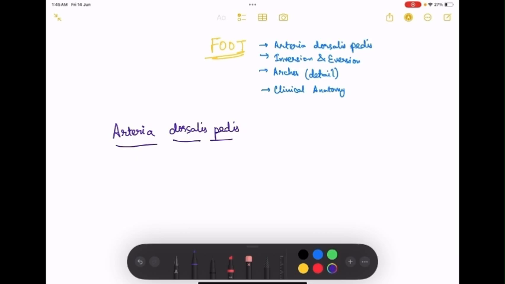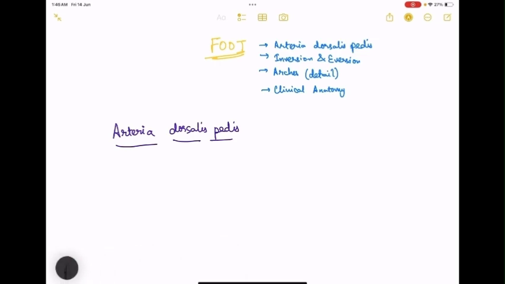Do I have a diagram of it? A nice diagram? Yes, I do have a nice diagram. I can draw it for you later on. First of all, we have to focus on the theory part mainly. The diagram in this situation, I'll draw it later. So it begins as a continuation of the anterior tibial artery, distal to the ankle.